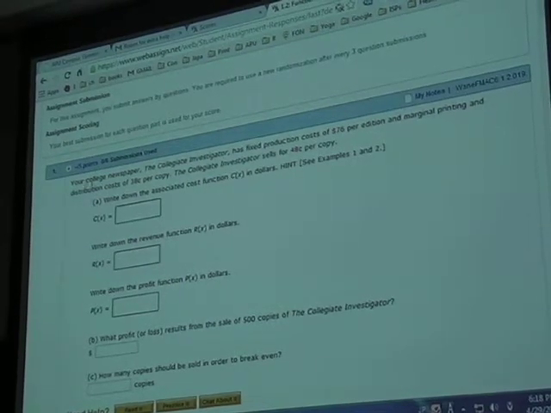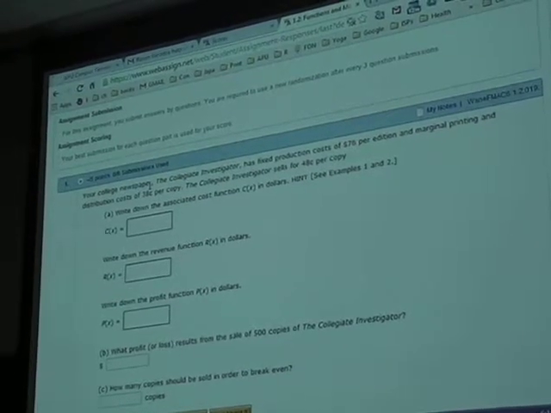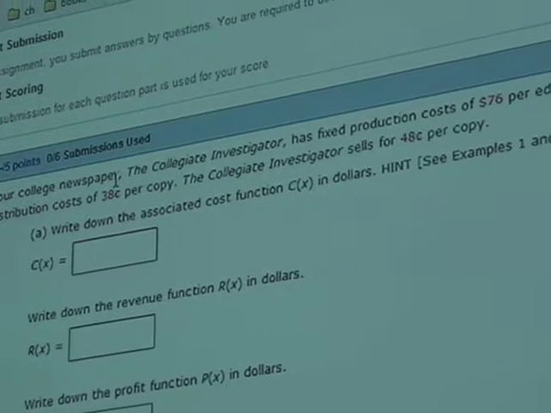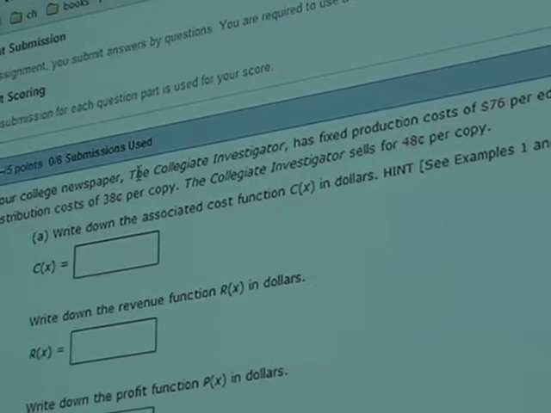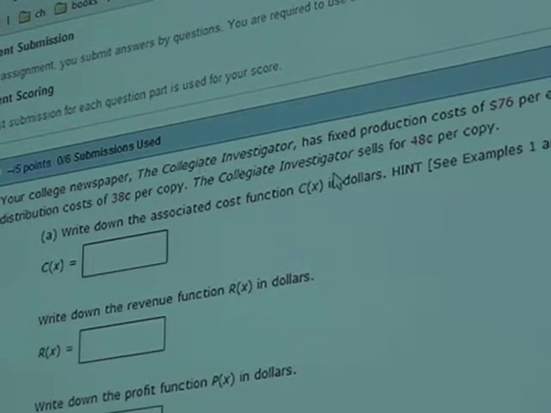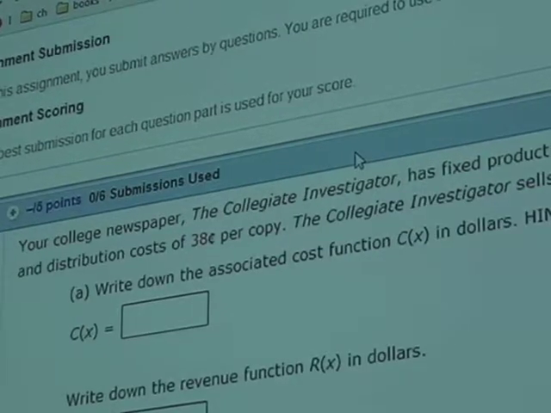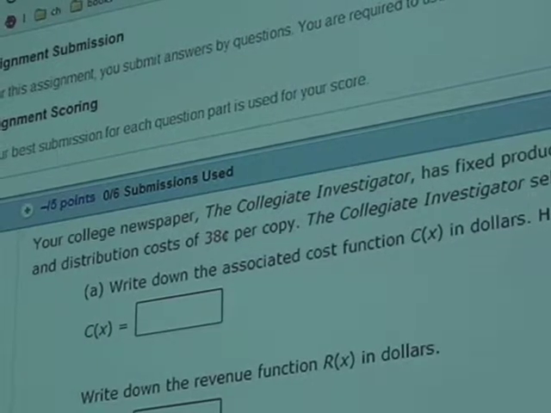It says, your college newspaper. Do we have a college newspaper at APU? I heard someone said we did actually. But they don't sell it, it's free. But in this example, they're going to sell the copies of the college newspaper. So your college newspaper has fixed production costs of $76.